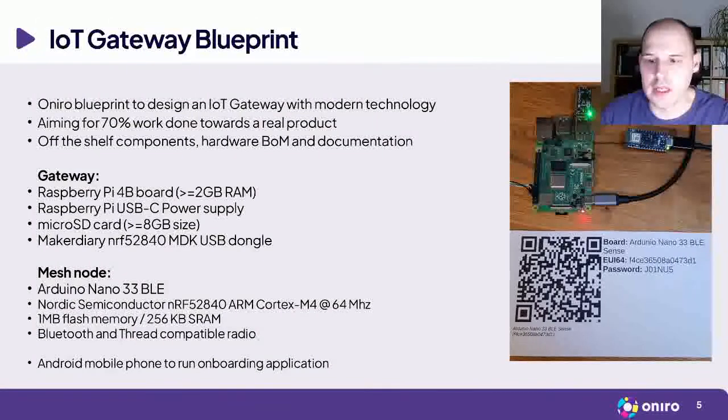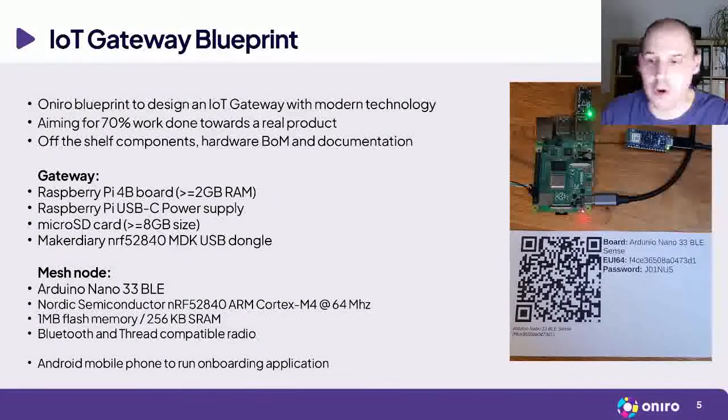And then you would need a USB dongle or something that provides a Thread radio interface, because Raspberry Pi doesn't have any radio capability for 15.4 or Thread. So we are using a USB dongle here, which is from MakerDiary. And on the mesh node side, we have been choosing an Arduino Nano, which is using a Nordic chipset.